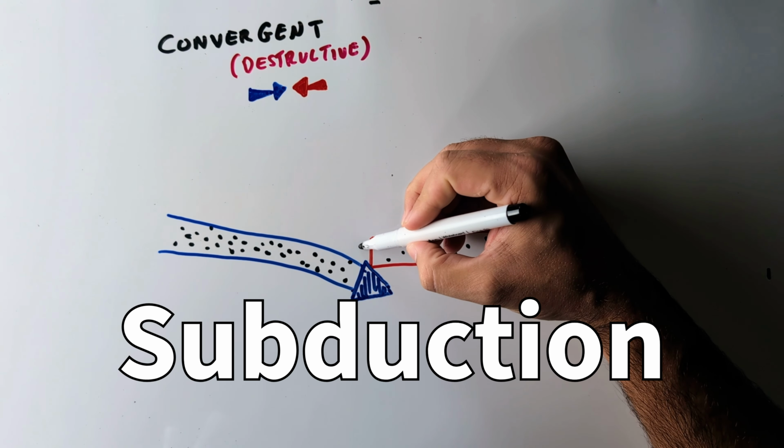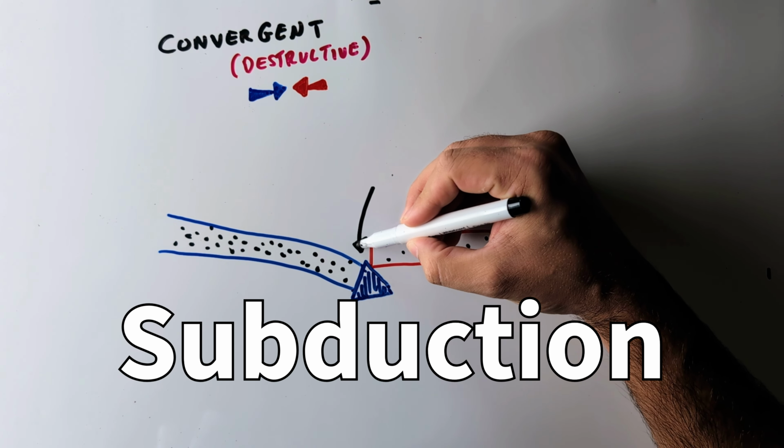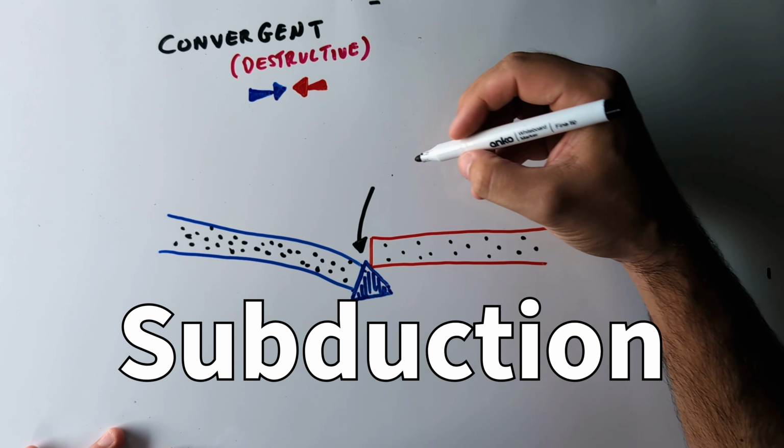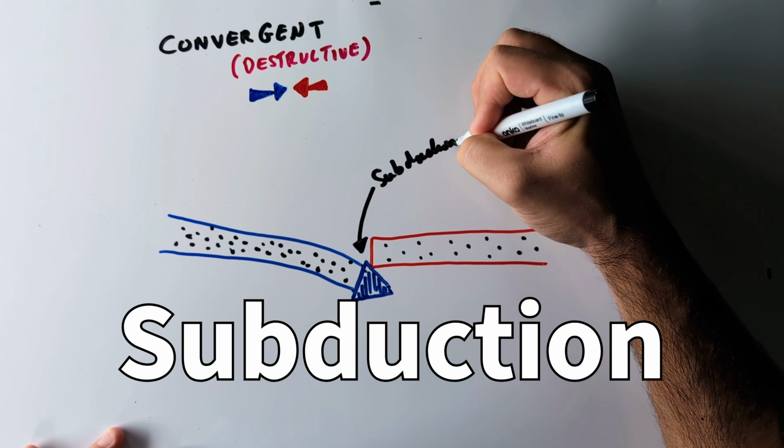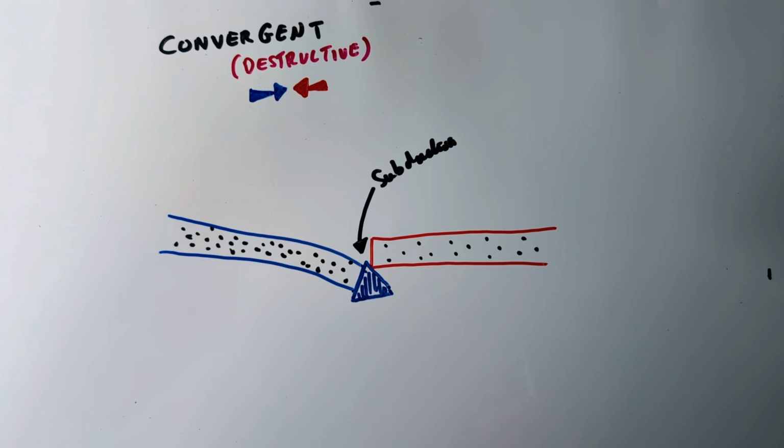Now, if you're going to understand convergent plate boundaries, you need to understand subduction. It simply means one plate is pushed beneath the other. In this case, it's the oceanic plate. So this can kind of cause a few things to happen.